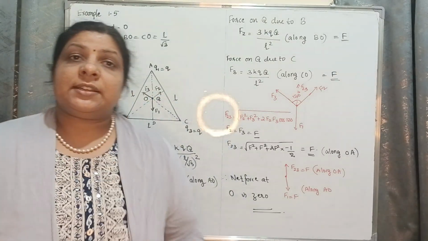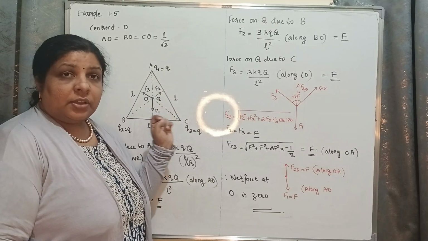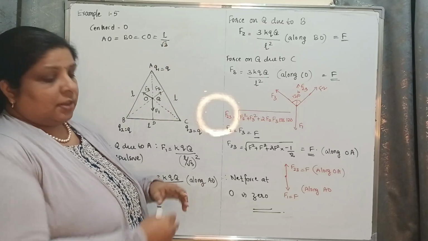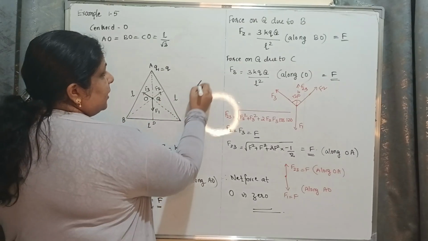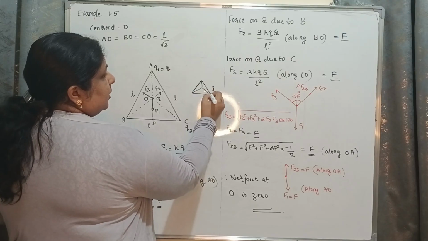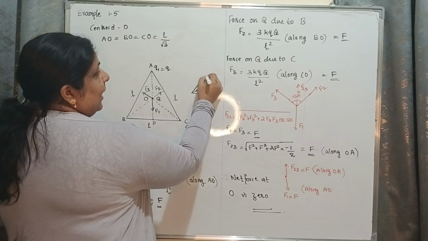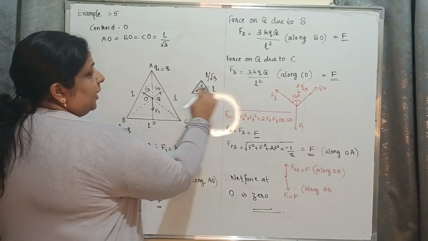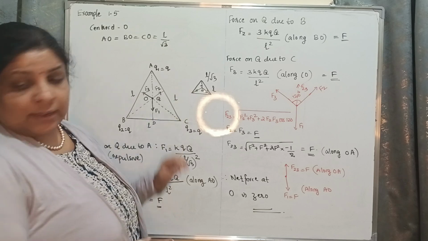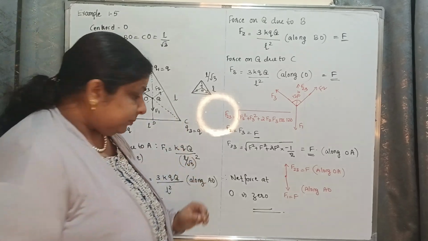Now coming to the distance between A and Q. Q is at the centroid. So the centroid of an equilateral triangle is at a distance of L by root 3. That you should know. If you have an equilateral triangle of side L, then the centroid O will be at a distance of L by root 3 from each vertex. Okay, so you will be getting the distance as L by root 3.